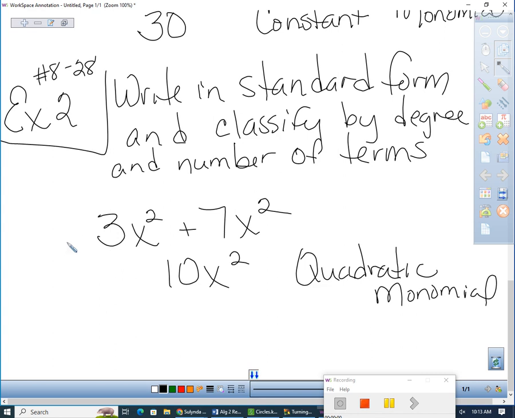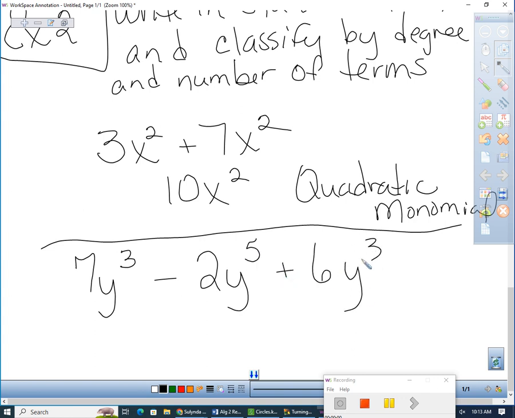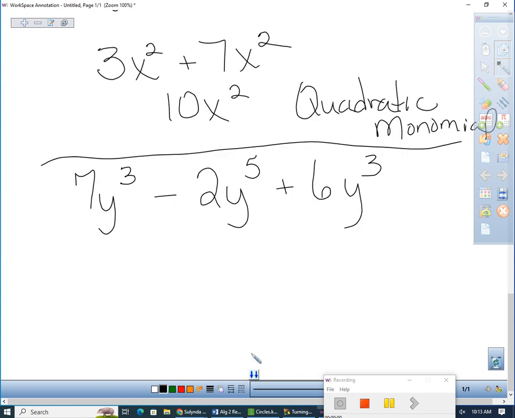All right, let's try another one. It's going to get a little tougher on you. Say I have 7y to the third minus 2y to the fifth plus 6y to the third. All right, so the easiest thing to do when you're going to write it in standard form is start with your highest degree. What is your highest degree in there? 5. So we're going to start with this term, and remember the sign in front of it always goes with this term. So this is the one that gets written first. Negative 2y to the fifth.